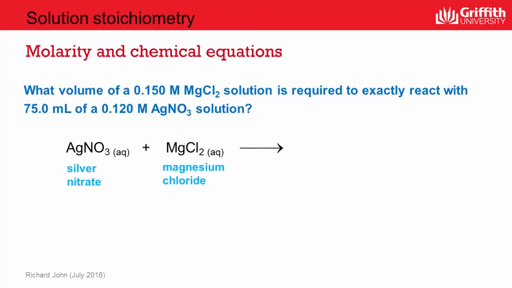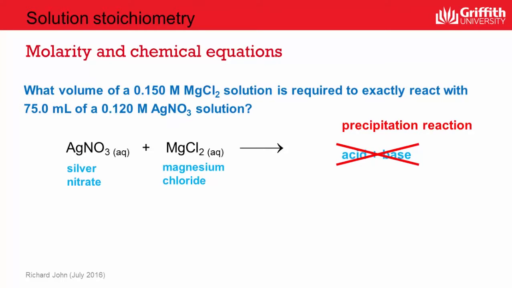One of the first things we need is a balanced chemical equation. We actually have to identify what type of chemical reaction is going on here. Now we've got two solutions being mixed with each other, and this turns out to be a precipitation reaction. How do we know that? Well, we can do it almost by a process of elimination.